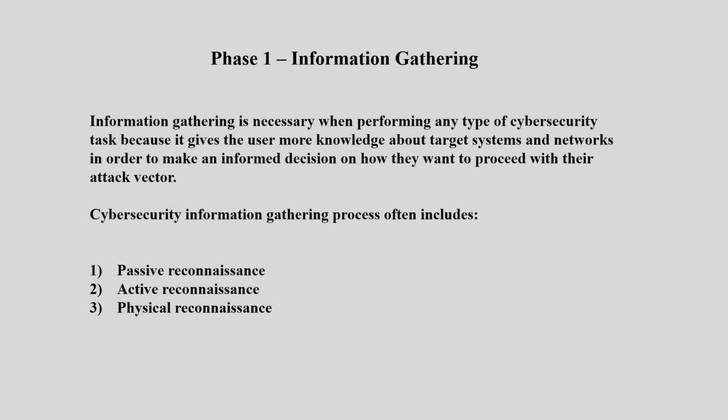Let's start with the information gathering. So basically, information gathering is necessary when performing any type of cybersecurity task because it gives the user more knowledge about the target system and networks in order to make an informed decision on how they want to proceed with their attack vector. So basically, reconnaissance or the information gathering is a crucial part of any hacking operation. Cybersecurity information gathering process often includes the passive reconnaissance, active reconnaissance, and the physical reconnaissance. Let's see each of this process one by one.